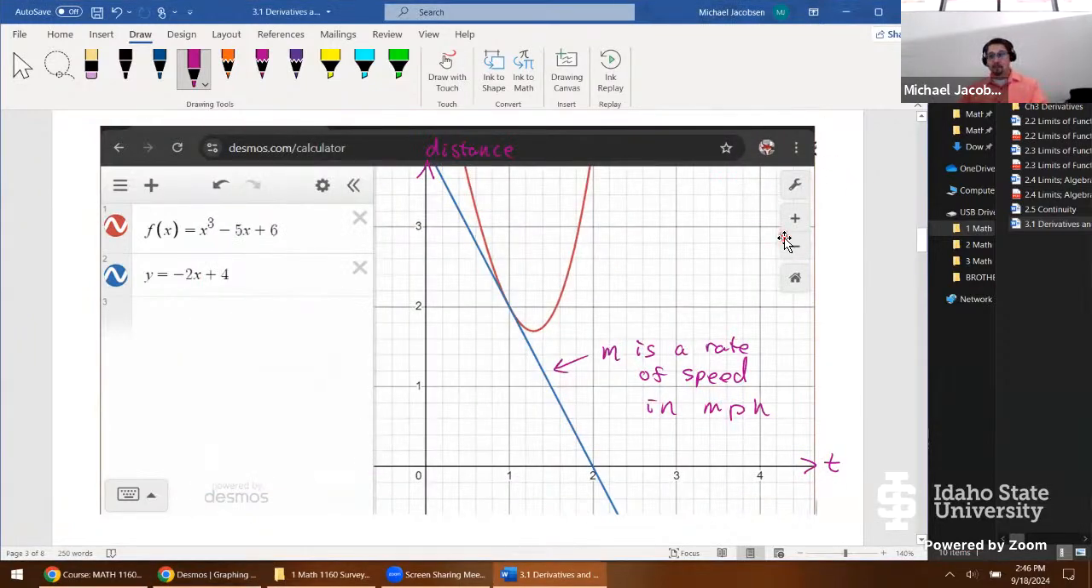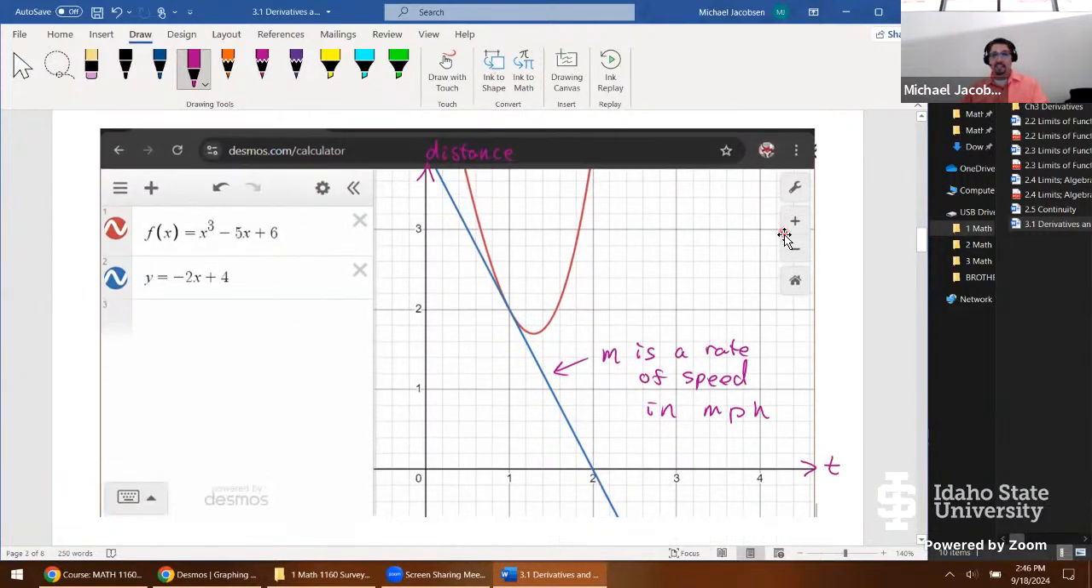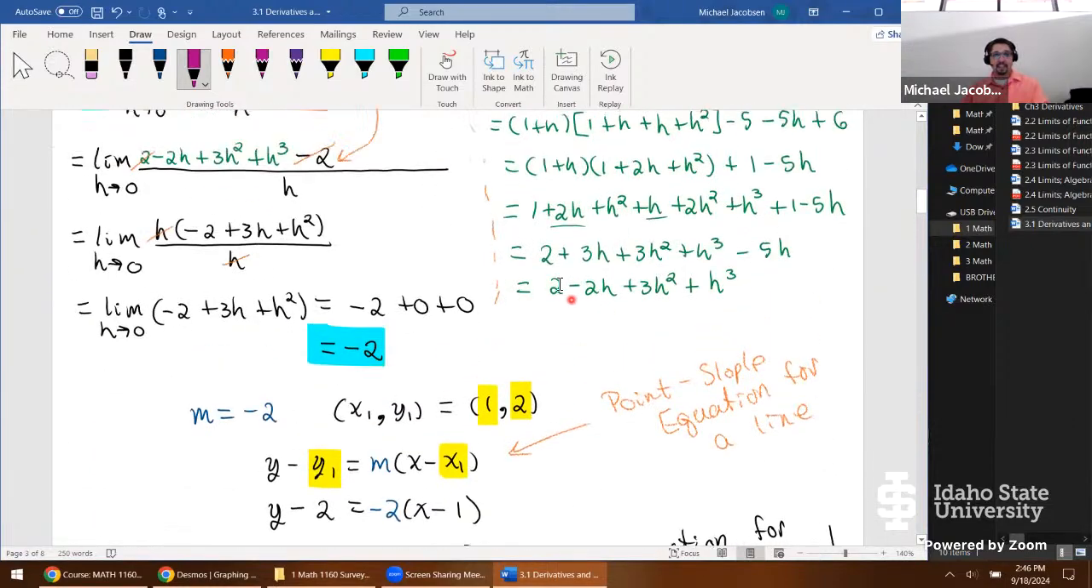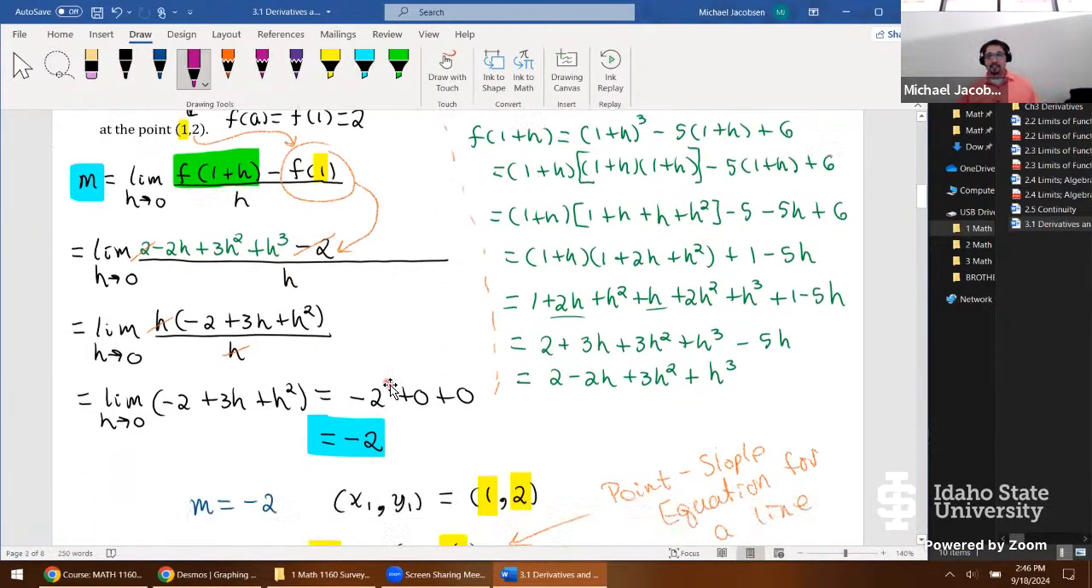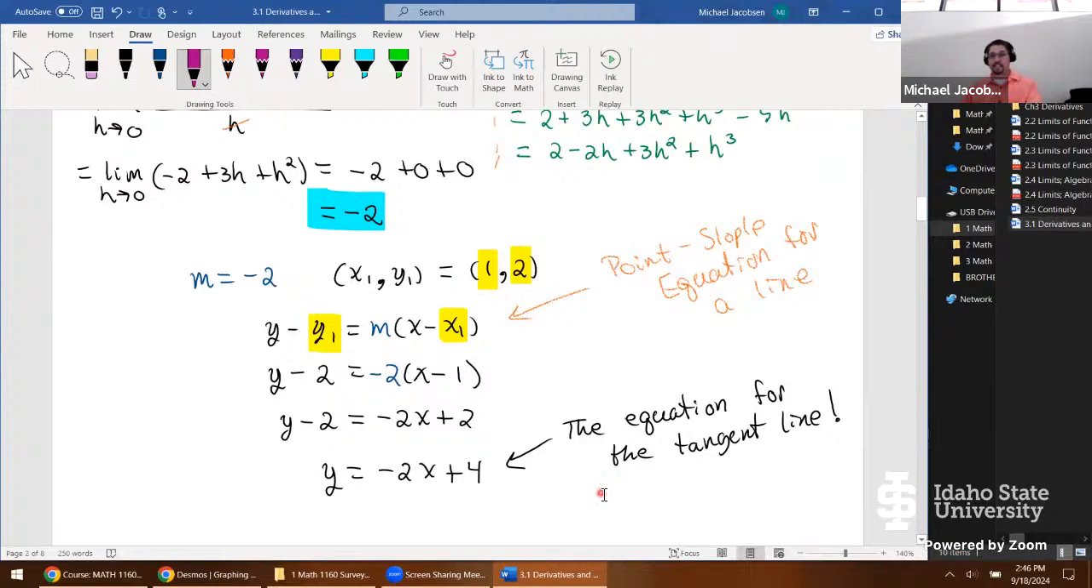Well, that was our first example along those lines. We took a lot of extra time on it because it is tricky to see what's going on in the algebra, the actual limit. This is just a review on getting the slope of the tangent line. We'll do it a couple more times.